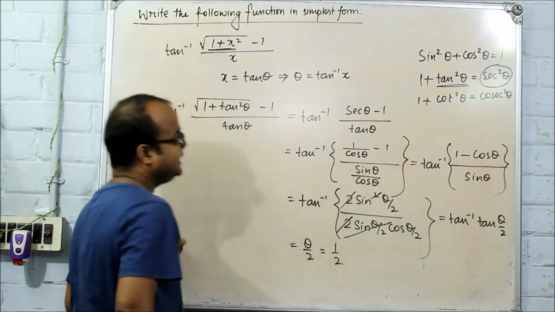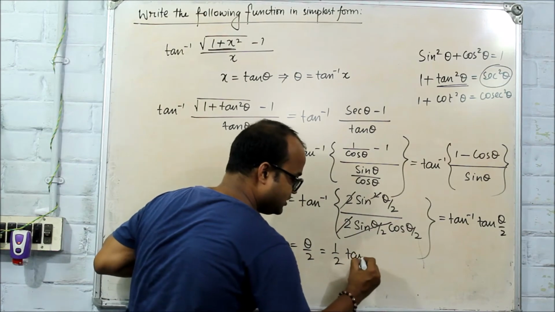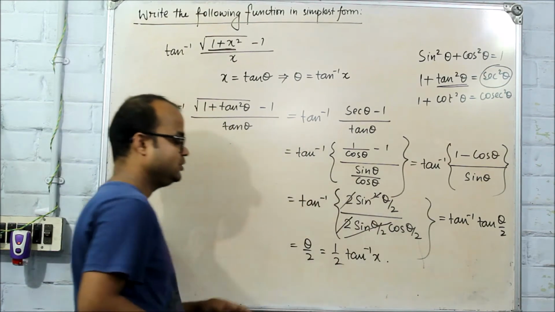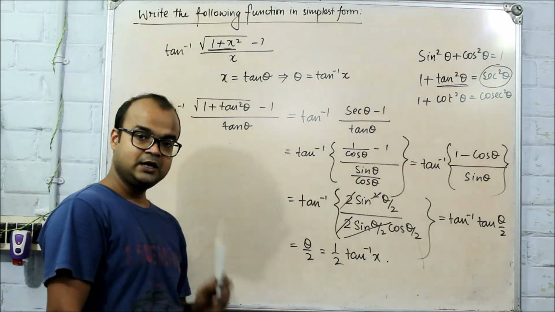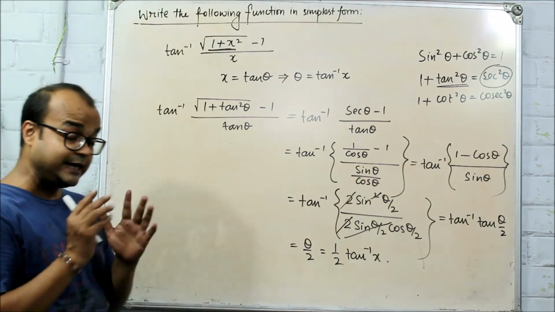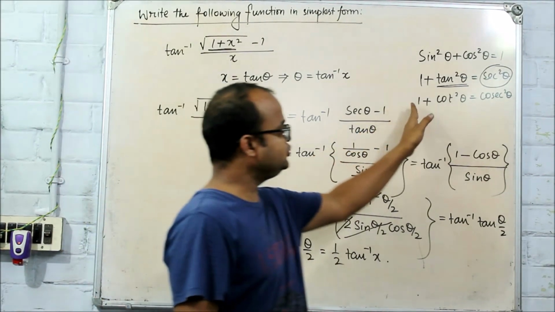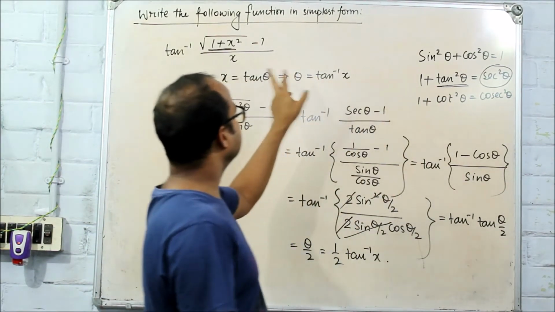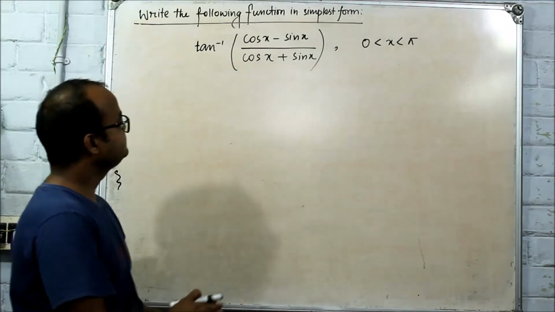1 by 2 and theta is equal to tan inverse x. So your answer is 1 by 2 tan inverse of x. Clear? So you need to identify the correct substitution. You can try by substituting x is equal to cot theta. Moving into the next problem.